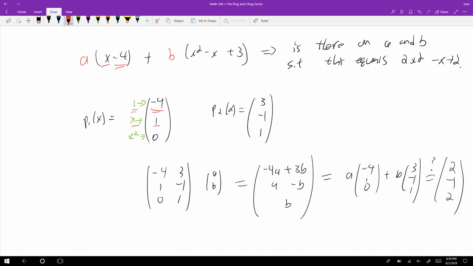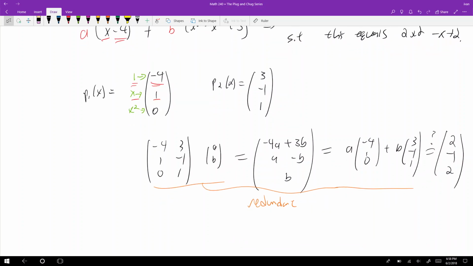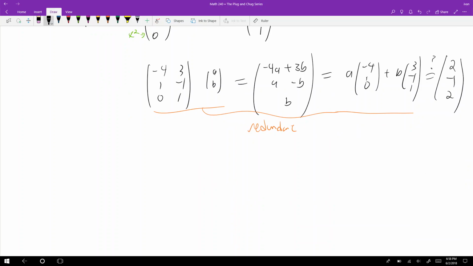So is there an a and a b that makes this happen? Sorry about this, this part is actually super redundant. Essentially, it just means, is there an a and b such that I can make these two vectors equal each other? This looks like a system of equations.